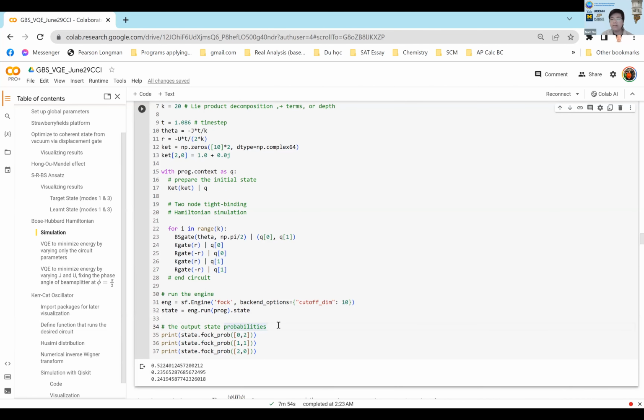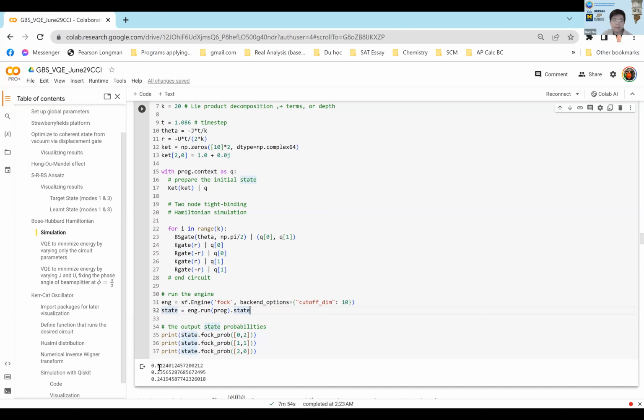And this is another way of analyzing the results. After I run this program, I found out that the only outputs available are 0, 2, 1, 1, or 2, 0 in the Fock basis. So how can I validate my hypotheses? Here I'm printing out the probabilities of getting those Fock states.